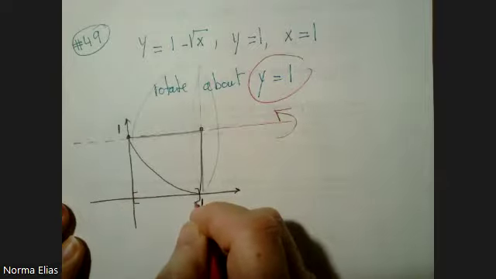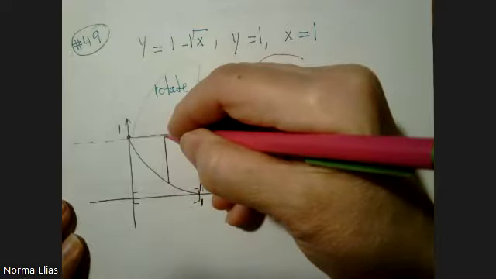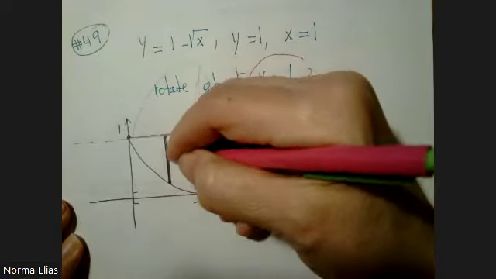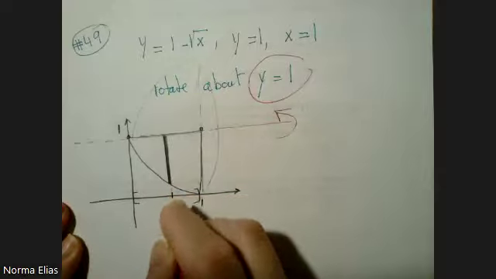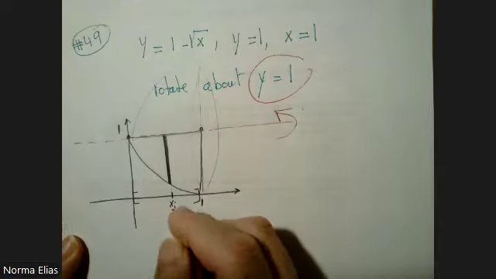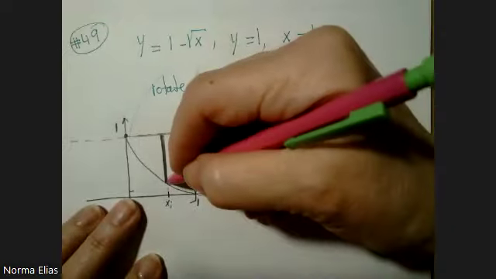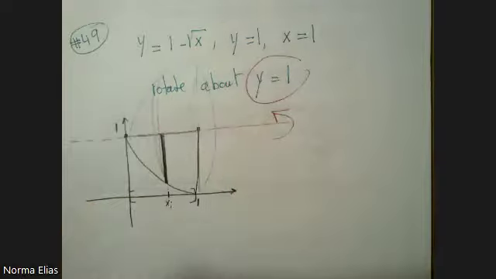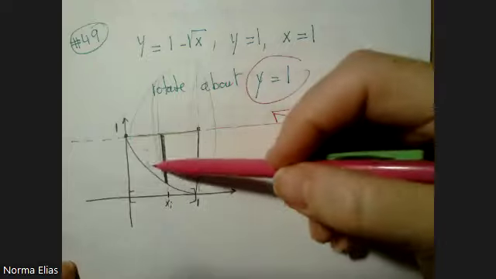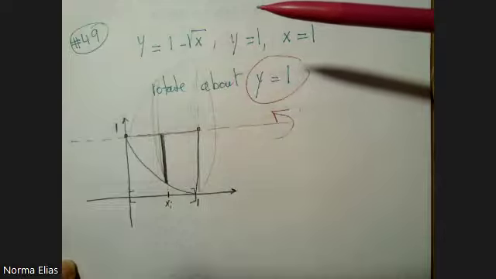So this is my 0, 1. And I'm going to take a piece here, my little piece. But when I take a piece, I have to label. So for my mind, this is my xi. Without labeling, you are confused. And it's this piece I'm going to rotate around the line y equals 1. So question number 1: when you rotate about the line y equals 1, what are you going to get? A disk or a washer?